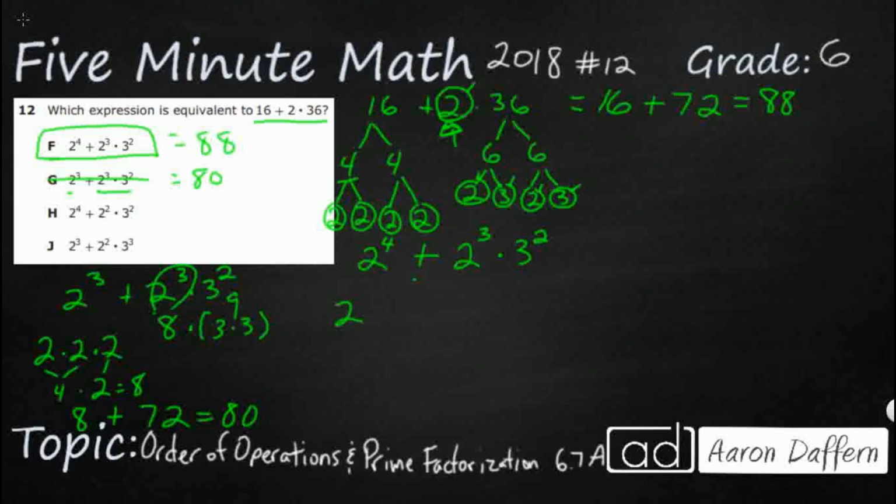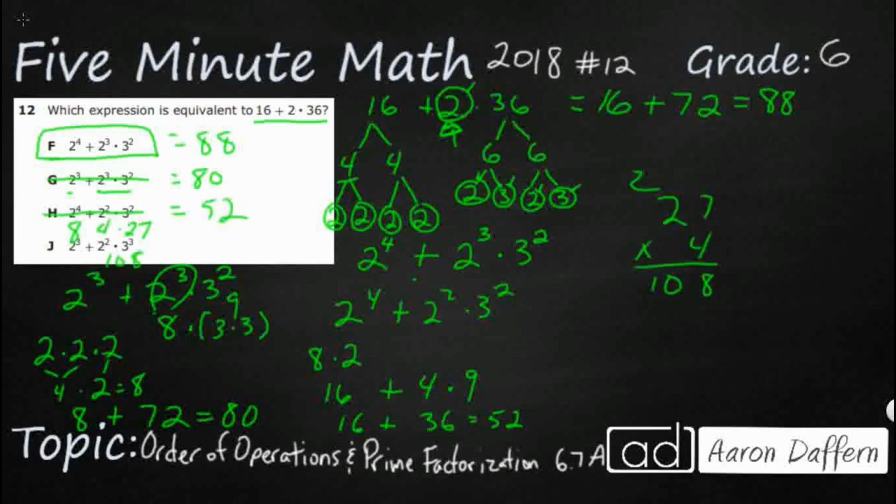We've got H is 2 to the 4th plus 2 squared times 3 squared. Well, I know that 2 to the 3rd is 8. That's 2 times 2 times 2, so I'm going to add another 2 there, so that's going to make 16. So 2 to the 4th makes 16. I'm going to add 2 squared. 2 times 2 is 4, times 3 squared, which is going to be 9. So that's 36. So 16 plus 36, that makes 52. That is not going to work.